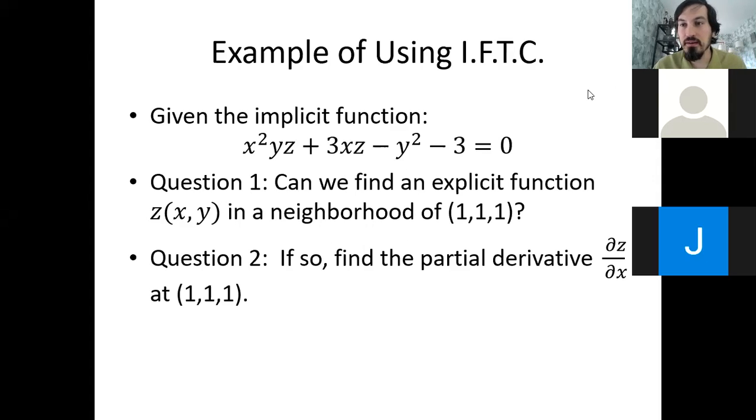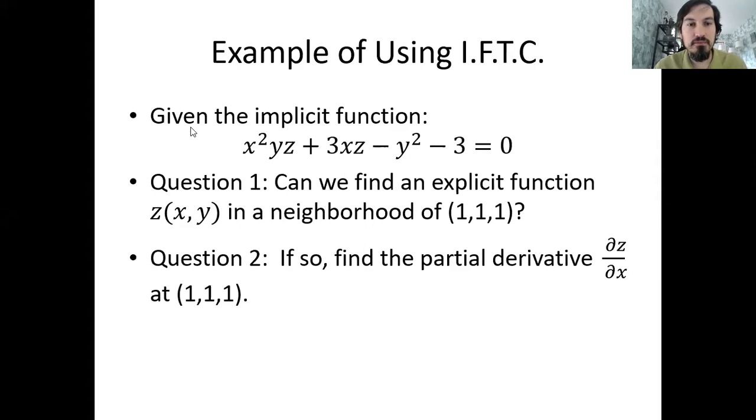Okay, question 1. Can we find an explicit function z of x and y in a neighborhood of (1, 1, 1)? That's question 1. It's just a yes or no question. Question 2. If so, please, I should have said please, find the partial derivative dz/dx at (1, 1, 1).